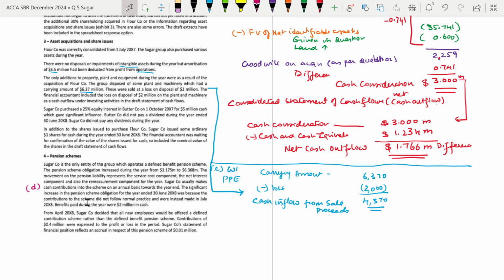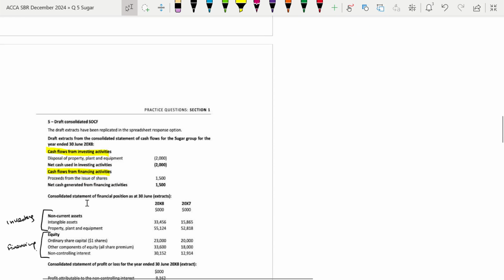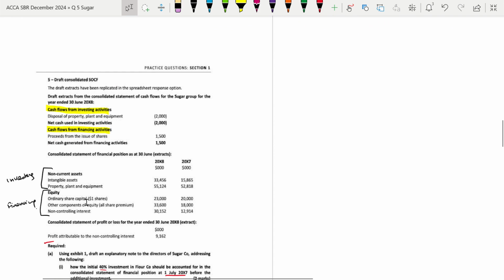We have calculated goodwill on acquisition. How much is the goodwill on acquisition? Goodwill on acquisition is 2,259. They have given licenses. How much? Fine. They have mentioned intangible assets somewhere. See, here it is. We have not seen this. Intangible assets, it is there.